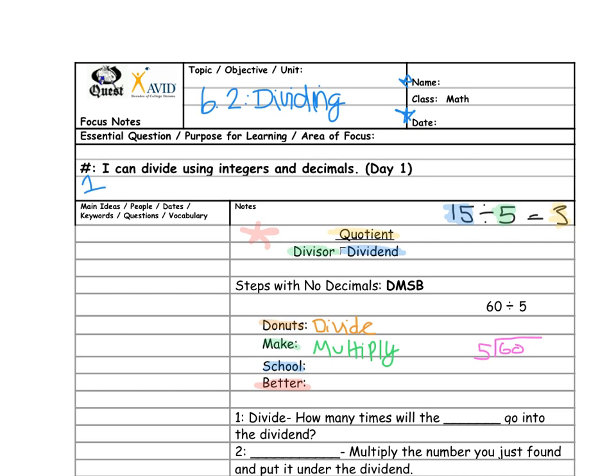So in this case, 5 times 1 will give me 5. Then we get to move on. We get to subtract. So that means we're just taking the 6 minus the 5 to get 1. And then our last step, B, better, we're going to bring it down.